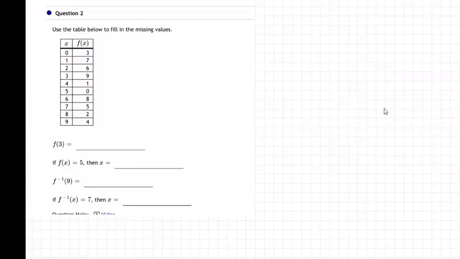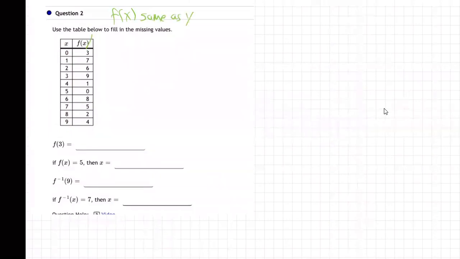So use the table below to fill in the missing values. Okay, so we have these x values and then these f. Now remember, f of x is the same as y.